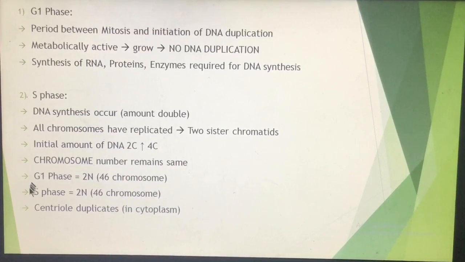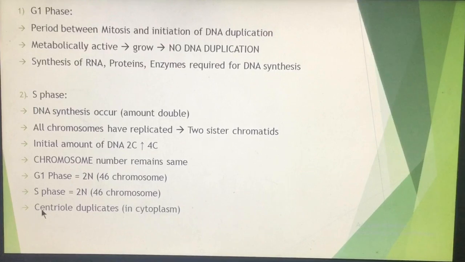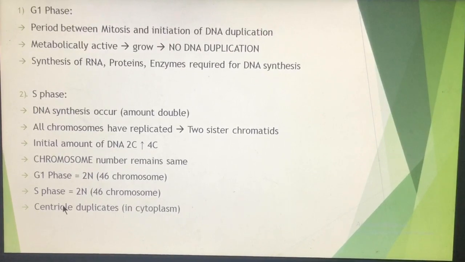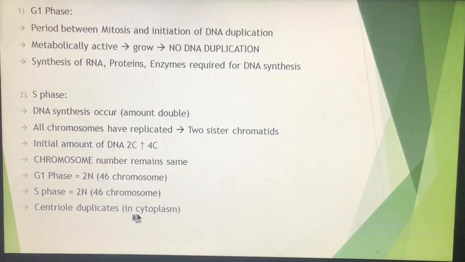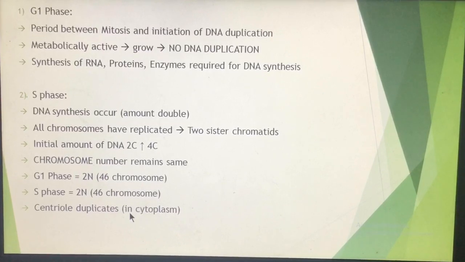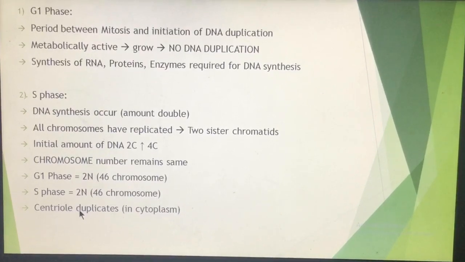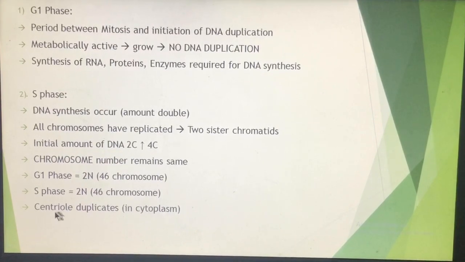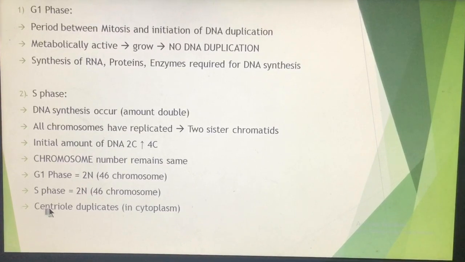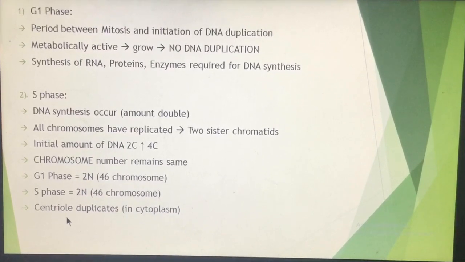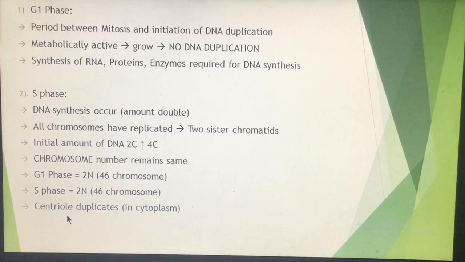increase. Second thing, the centrioles, like in the centrosome, two centrioles are formed in the cytoplasm. I told you in the previous slide that in the cytoplasm, just above the nucleus, there is one structure present known as the centrosome, and during this S phase, the centrosome divides into two. Those two units of the centrosome are known as the centrioles, which lie at right angles to each other. This is the S phase.